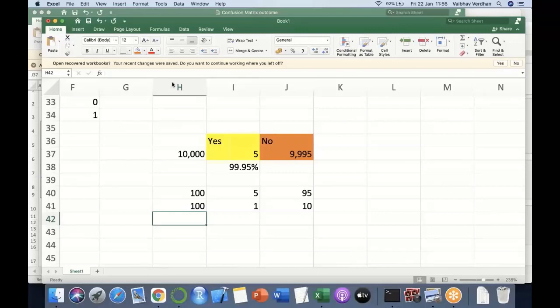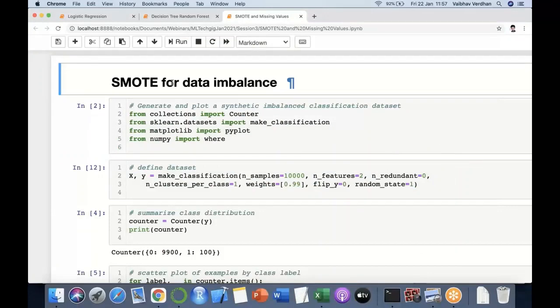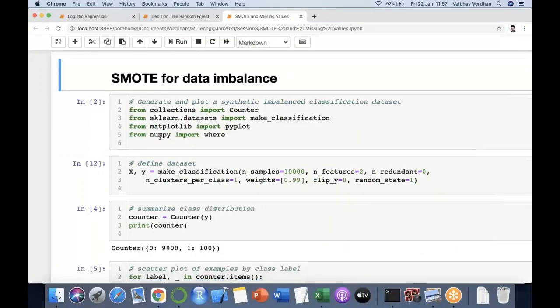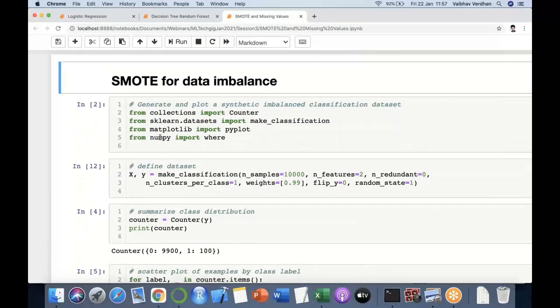Now, the problem with oversampling or undersampling is that they change the structure of the data. The overall structure of the data was not this, it was different. That is why oversampling and undersampling do not lead to a very robust solution. And that is why you have solutions like SMOTE. So what is SMOTE? I'll discuss SMOTE in a while. Let me show the code for that.